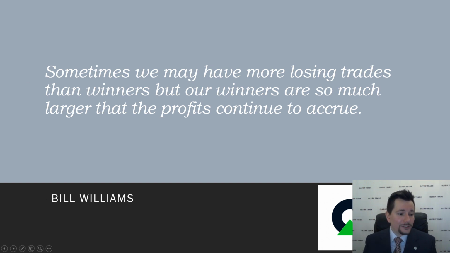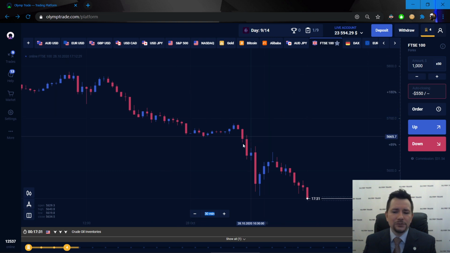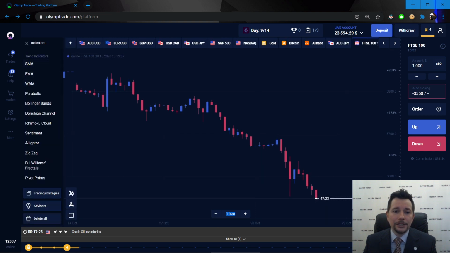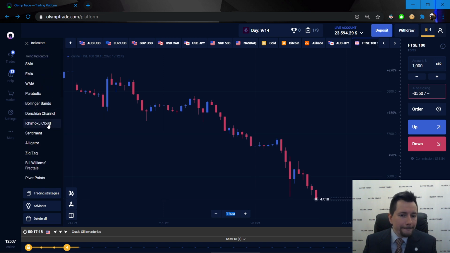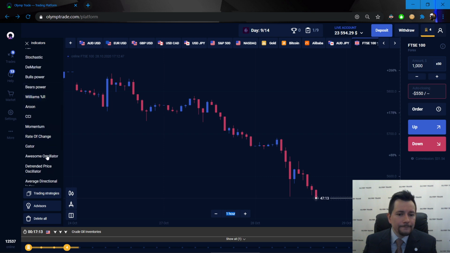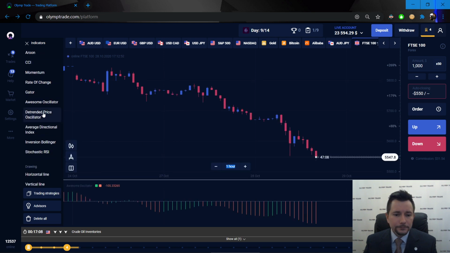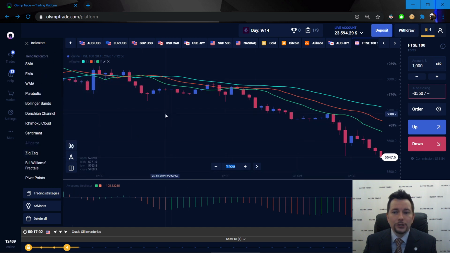Let's have a look at the graph, see how we can plot this indicator and how it looks on the Olymp Trade platform. So here we have the FTSE 100 on a 30-minute graph. I'm going to put it up to the 1 hour. And all you need to do to open up these two indicators, here we have trend indicators, and we're going to put in our Awesome Oscillator. Here it opens up on the bottom for me. And the alligator is right here in trend indicators.